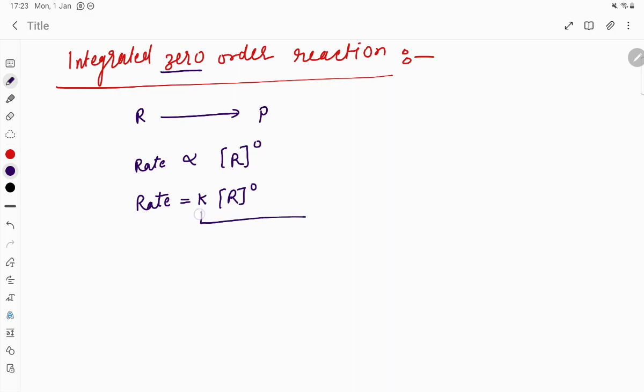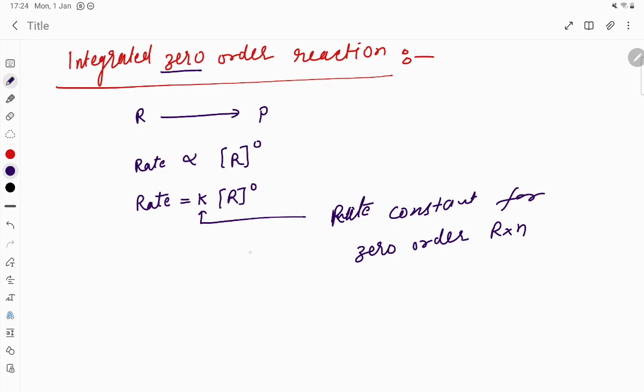Here k is the rate constant for the zero order reaction. This is right, student. Now what we have to do: we need to know the integrated equation.